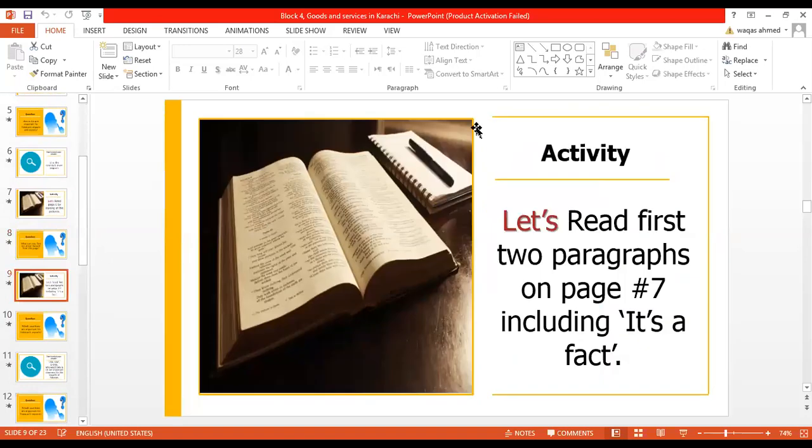The next activity is here on your screen. We have to read the first 2 paragraphs on page number 7. Who is ready for that? Yes, students, who's ready? Haris has already read. I want another boy from this class to read this. Anwar Ghazi wants to read this. Yes, Anwar, start reading, beta, the first 2 paragraphs on page number 7. Anwar, can you hear me? Turn on your mic and start reading. We have 3 minutes in the class, and then we'll be finishing it off.